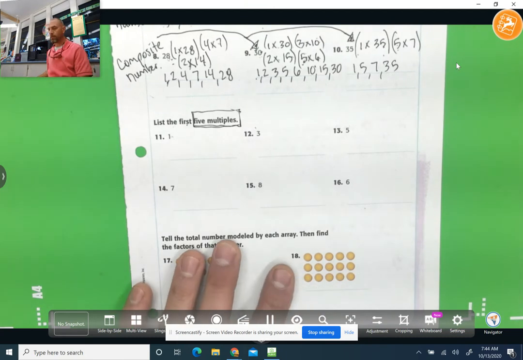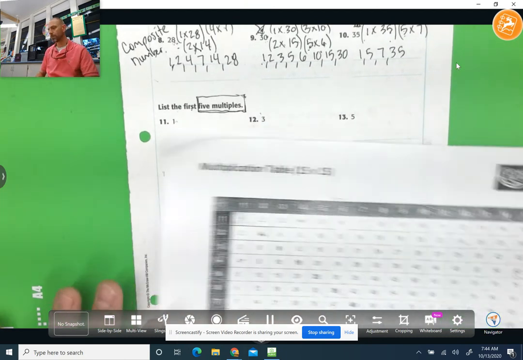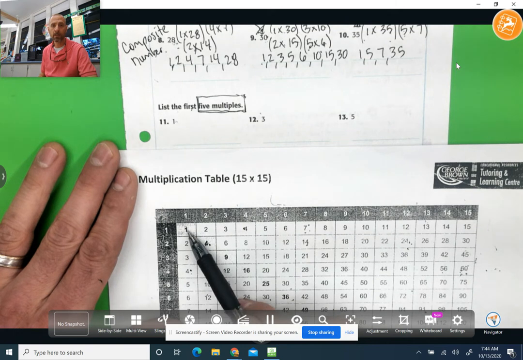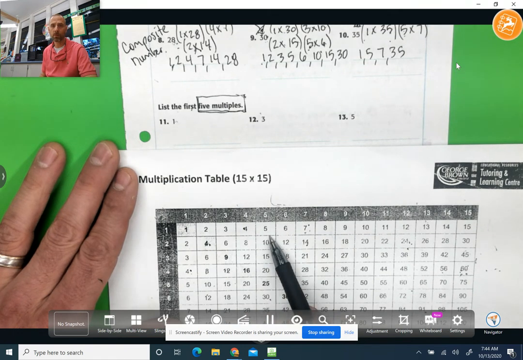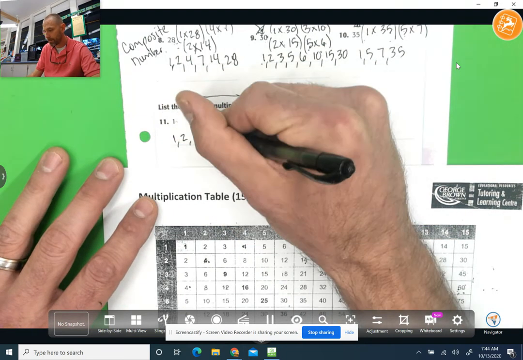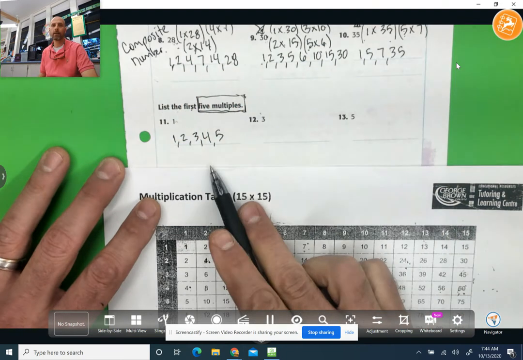Okay, let's find the multiples of 1. This one's going to go a little faster. First 5. Looks like there's 1. So let's find the multiples. 1, 2, 3, 4, and 5.